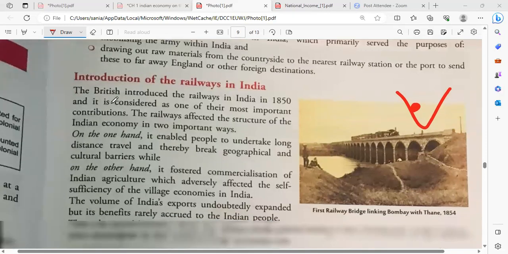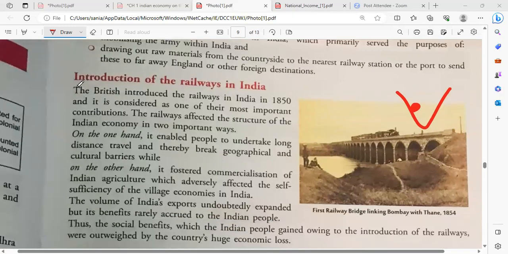Okay. Now coming to the second one, introduction of railways. The British introduced railways in India in 1850. You have to remember the date. It is considered one of the most important contributions. The railways affected the structure of the Indian economy in two ways.